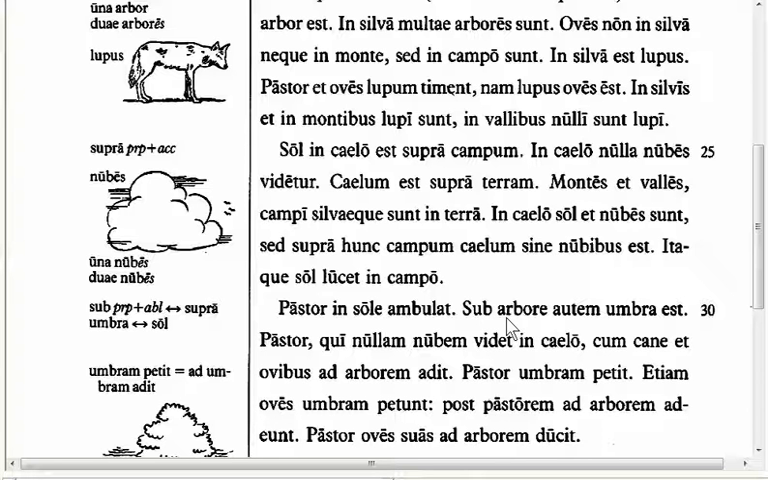Accusative takes motion toward, and ablative takes motion away from. Ablative takes a location if you're at the thing. And then also the locative does that. So let's look at the next feature in line 39.